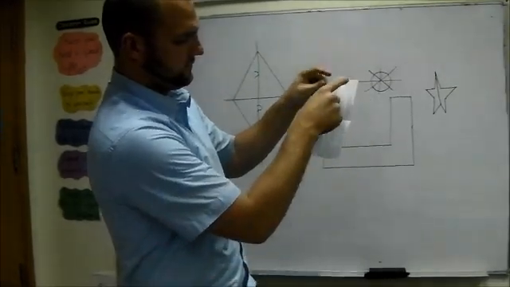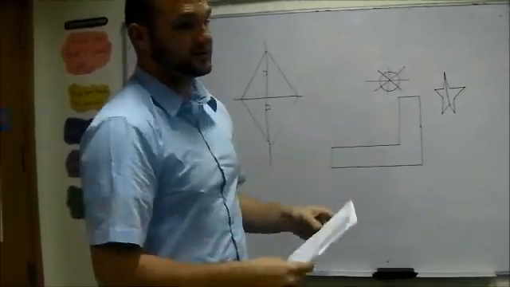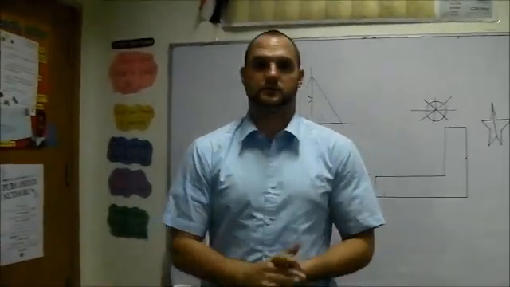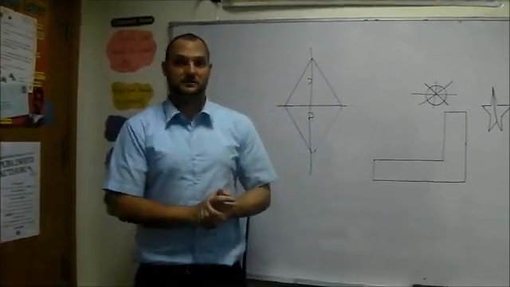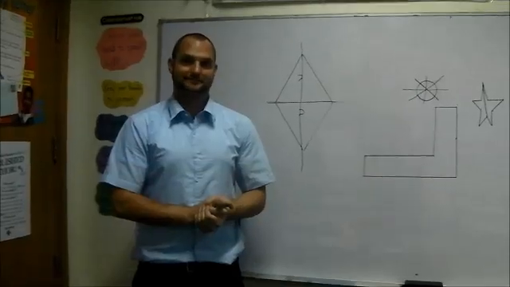Same problem. We still have something cut out of here. So some shapes do not have symmetry. Some do. We can find symmetry also in the world around us, which we'll talk about next.